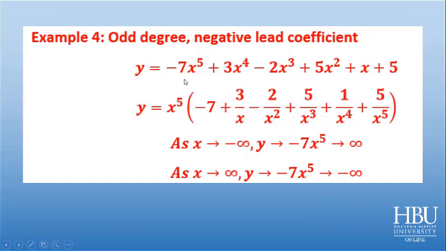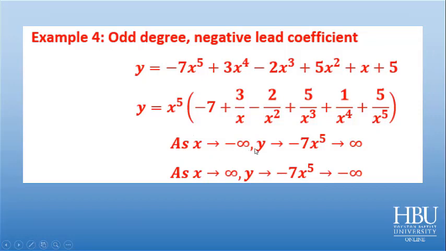As our final example, suppose we have an odd degree with a negative lead coefficient. This time I changed the lead coefficient from 7 to minus 7, but we still have a polynomial of odd degree, degree 5. Factored out the x to the fifth once again, and what you see here in parentheses would be what is left. If you distribute the x to the fifth and multiply through, you'll see that you get the original polynomial. Let's see what happens as x approaches minus infinity.